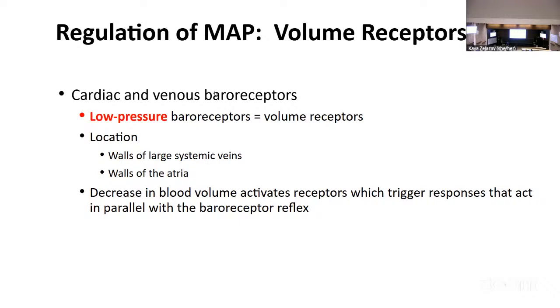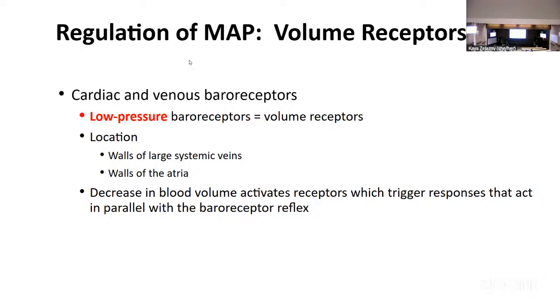So we've got some in our large veins, and we also have some in the heart, in the atrium. So what these are really doing is sensing more blood volume. We often think of them as volume receptors, but they're going to work alongside those baroreceptors in the arteries. So when you sense low volume, that's also going to go hand in hand with low pressure, right? So if they sense low volume, we're in a hypotensive situation again.